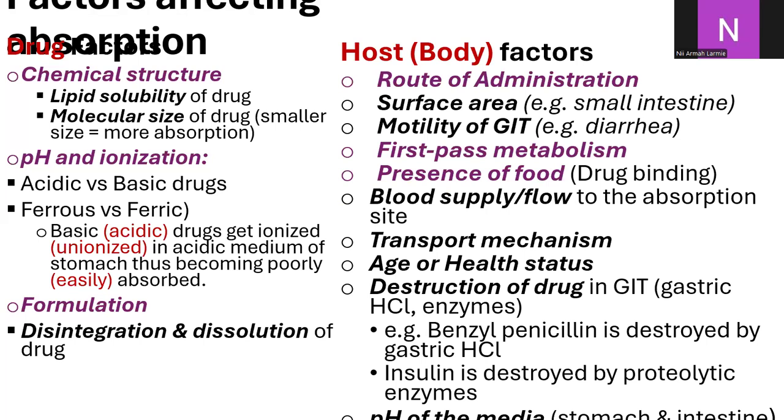So the chemical structure of the drug: we said that the barrier that is being crossed is a lipid bilayer. So the agents that are more lipid soluble are the ones that will be able to cross over. So the more lipid the drug is, the easier it is to cross the biological barrier, or the easier it is for absorption to occur. Then the molecular size of the drug: the smaller the size, the easier it is for absorption to occur. The larger the size, then we have to probably think about bulk transportation, etc.